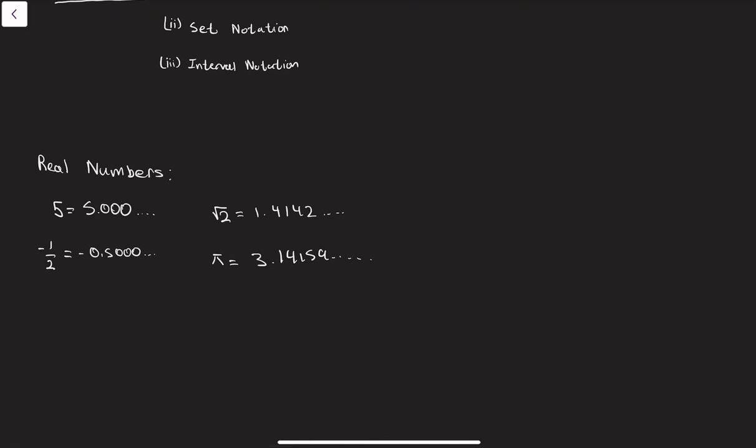Real numbers are just numbers that can be expressed as decimals. Let's write that down. So we can write 5 as 5.000 repeated, negative 1/2 as negative 0.5000 repeated, root 2 is 1.4142, and so on, and pi is 3.1415. So these are numbers that can be geometrically represented on a number line, which we'll touch on shortly.